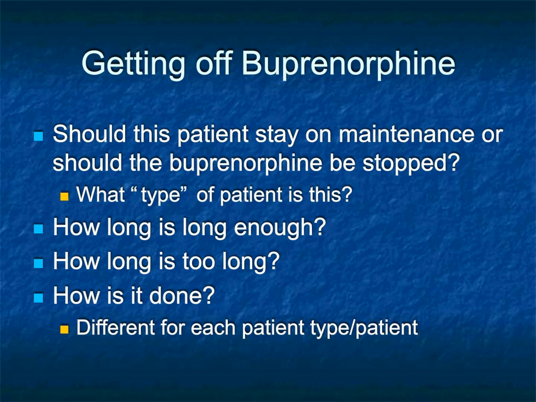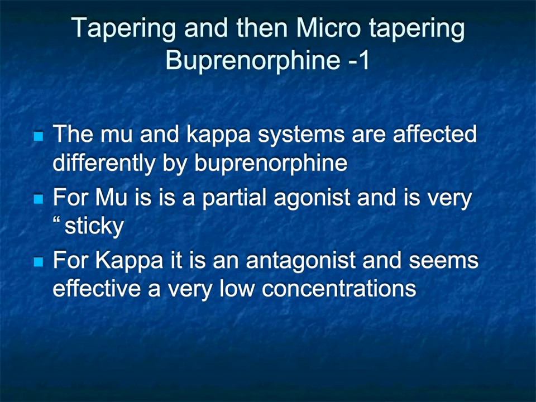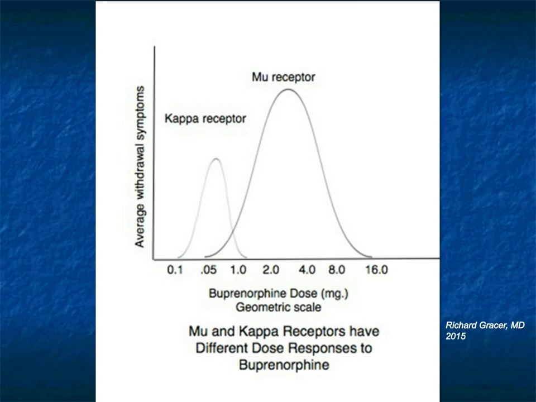But what do you do? I mean, how do you actually go about it? And it ain't easy, as I said. So we talked about the mu receptor. It's a partial agonist and very sticky, and it's an antagonist, very effective at low concentrations, and that's something I've said before. And this is another visualization of this.